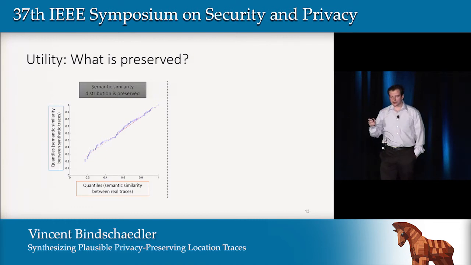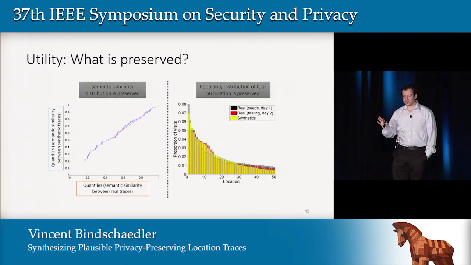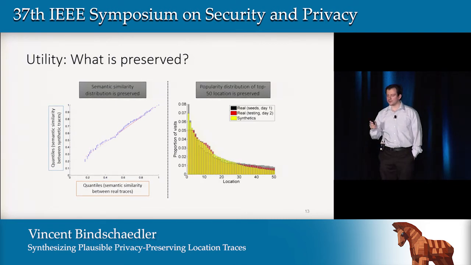As it turns out, we also preserve some geographic features. For example, we preserve the proportion of visits for the top 50 most visited locations.